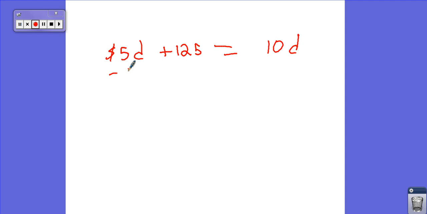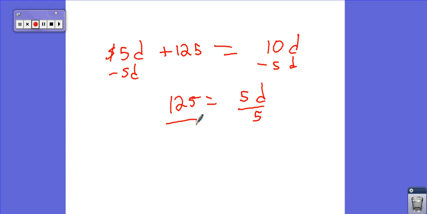Okay? Let's figure this out. Let's isolate my variables. So let's subtract $5 a day on both sides. That's 125 equals 5D. Divide by 5. What do you get? So that would be 25. 25 days.